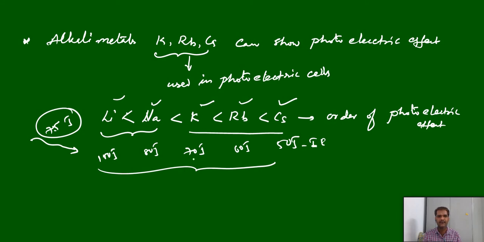To remove an electron from potassium we required 70 joules only, but we are passing 75, so you can easily remove the electron from potassium. Similarly, for rubidium we required 60 only, but we are supplying 75, so you can easily remove it from here. Similarly, cesium required only 50, so you can very easily. But for sodium we required 80 joules, which is not a sufficient amount. For lithium we required 100, again not sufficient. Here lithium and sodium cannot show the photoelectric effect.